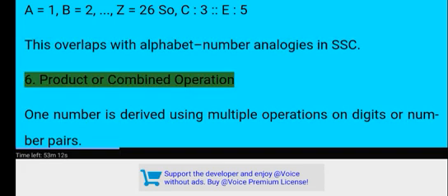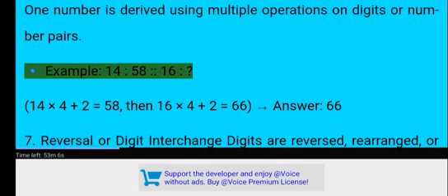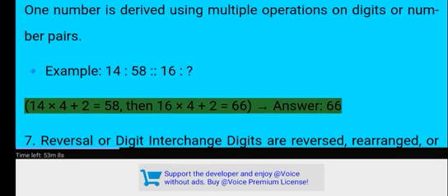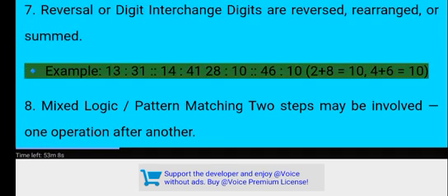6. Product or combined operation. One number is derived using multiple operations on digits or number pairs. Example: 14, 58 and 16, ?. 14 times 4 plus 2 equals 58, then 16 times 4 plus 2 equals 66, answer 66. 7. Reversal or digit interchange. Digits are reversed, rearranged, or summed. Example: 1331, 1441. 28, 10 and 46, 10, 2 plus 8 equals 10, 4 plus 6 equals 10.